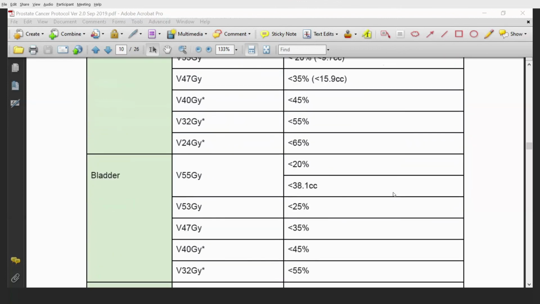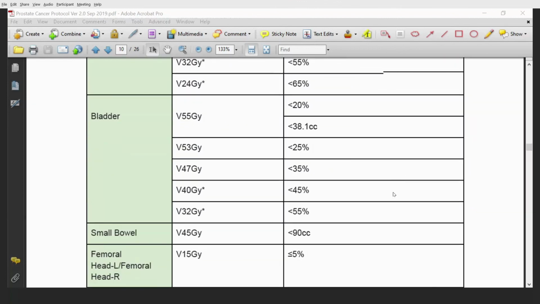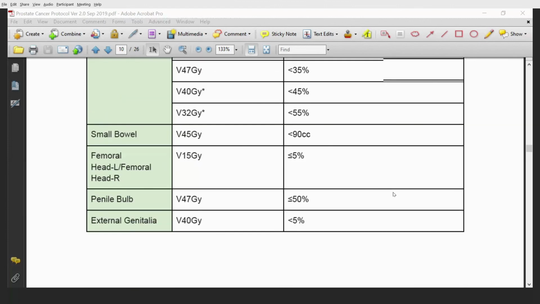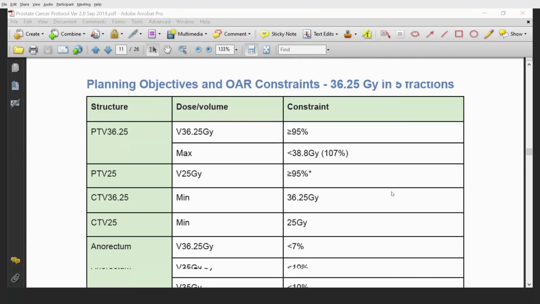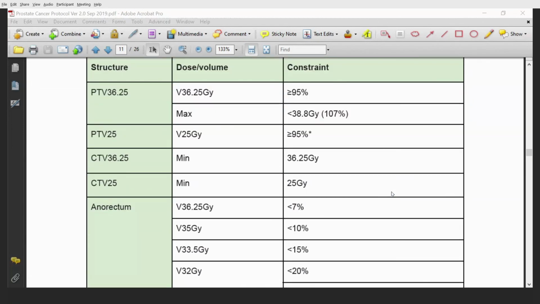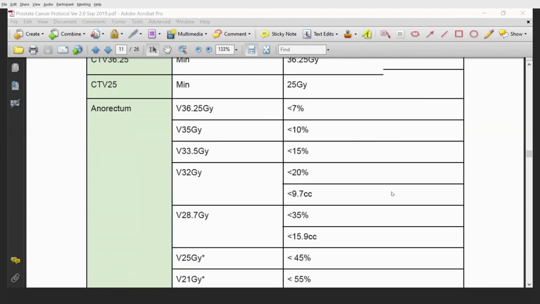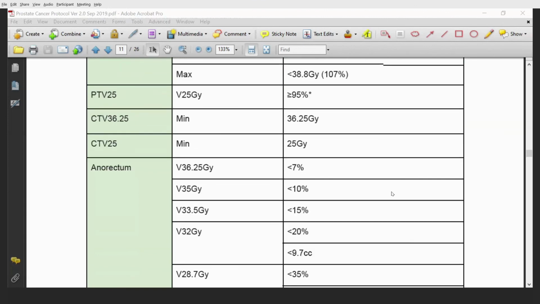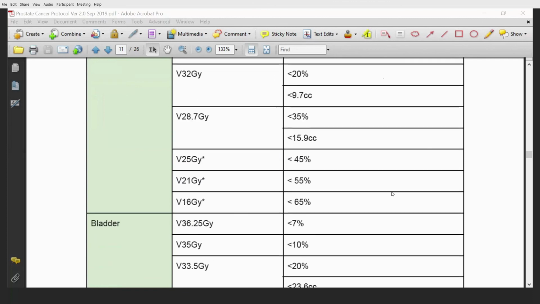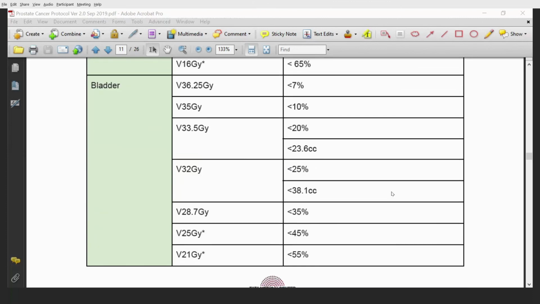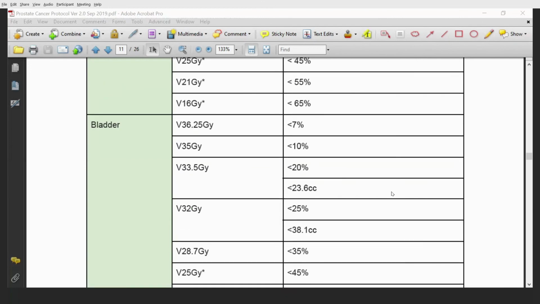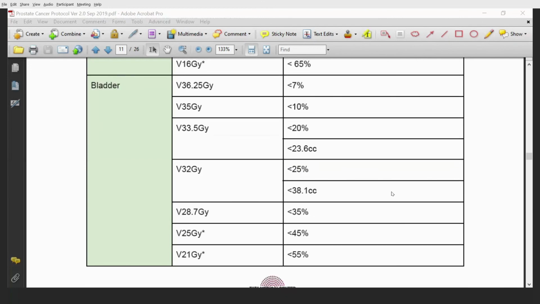And we also hypofractionate in the post-operative setting. This is not based on any level 1 evidence, but an increasing number of hospitals are doing it. So these are our constraints for the post-operative setting of 55 gray in 25 fractions. And this is with the dose constraint for the SBRT.